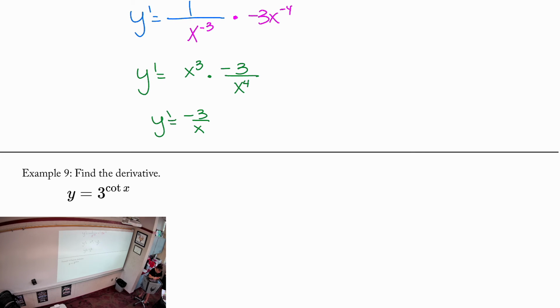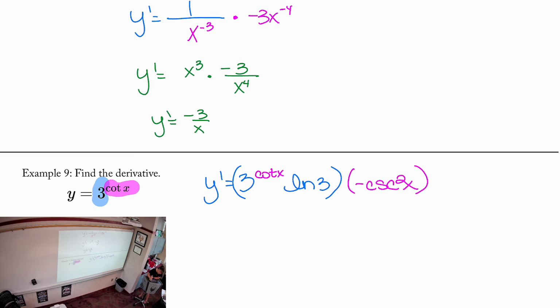Alright, question. Outside function is 3 to the something power. The inside function is cotangent of x. So y prime is 3 to the cotangent of x, ln of 3. And then we're multiplying that by the derivative of cotangent of x, which is negative cosecant squared of x. So really the only thing that you can do is move the negative sign to the front.